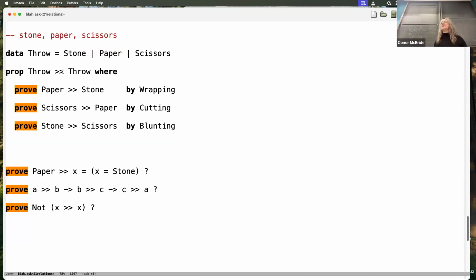I mean, it's the classic game where 2 players simultaneously make a throw without knowing what the other one's going to do. And then the outcome of the game follows these rules. Paper wraps stone, scissors cut paper, stone blunts scissors.